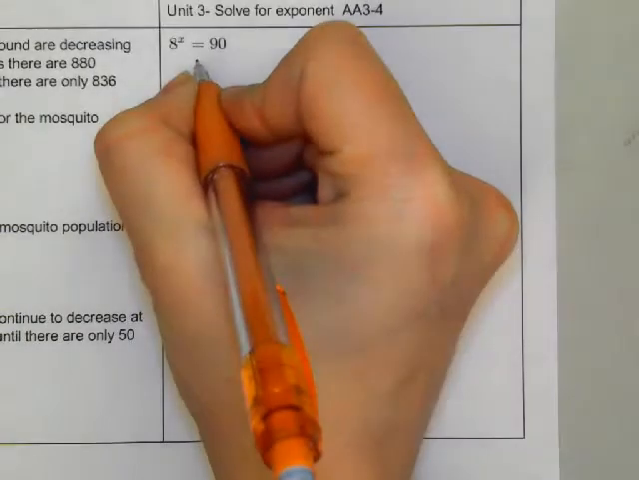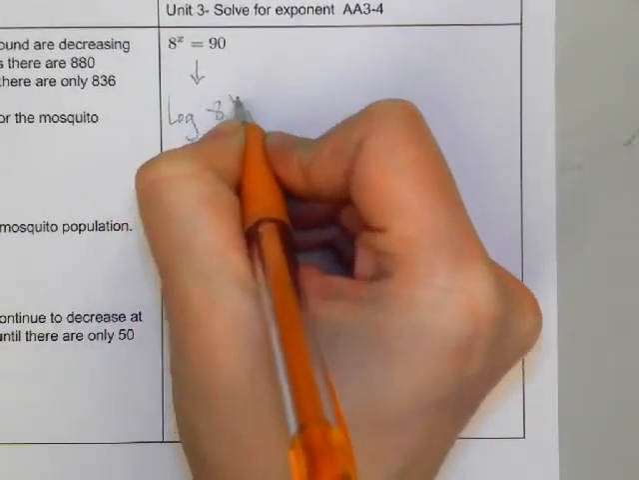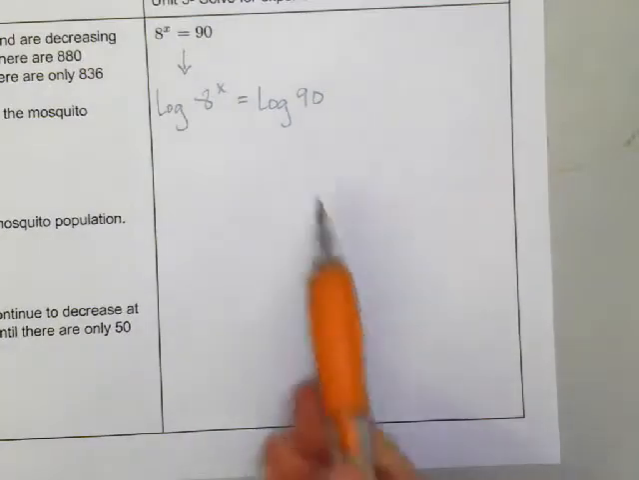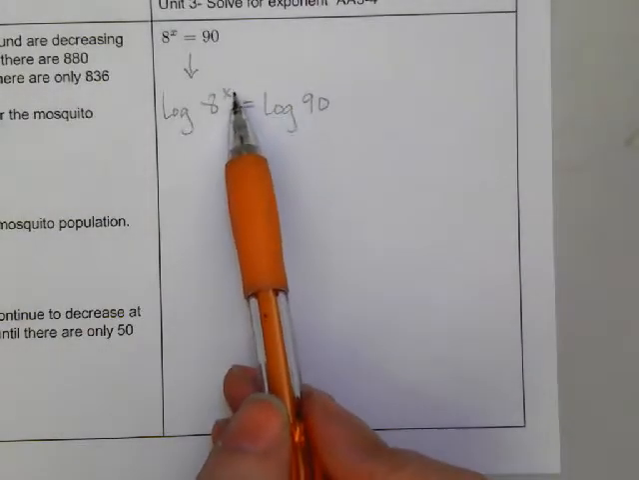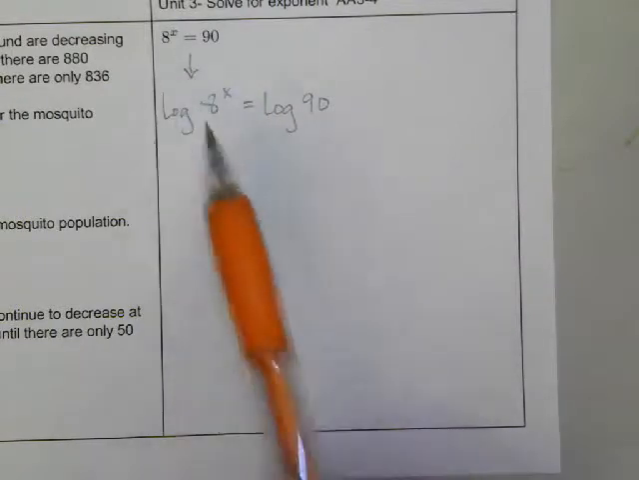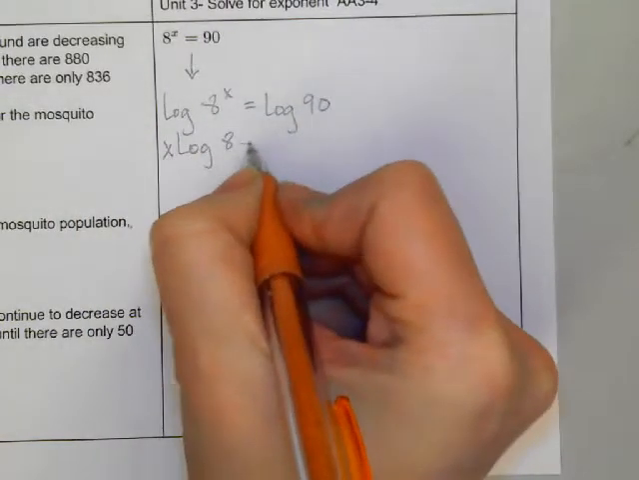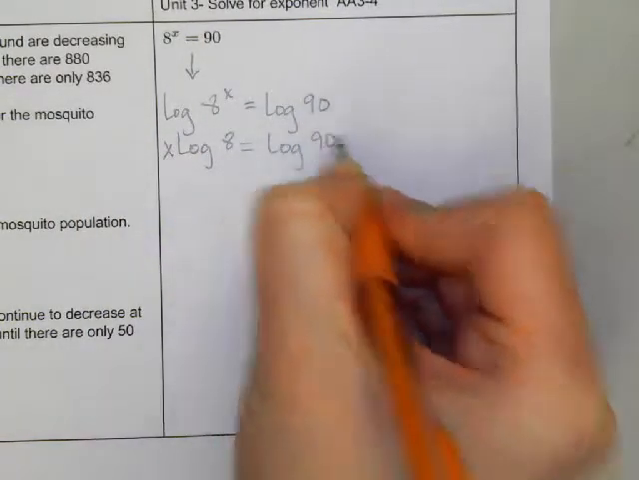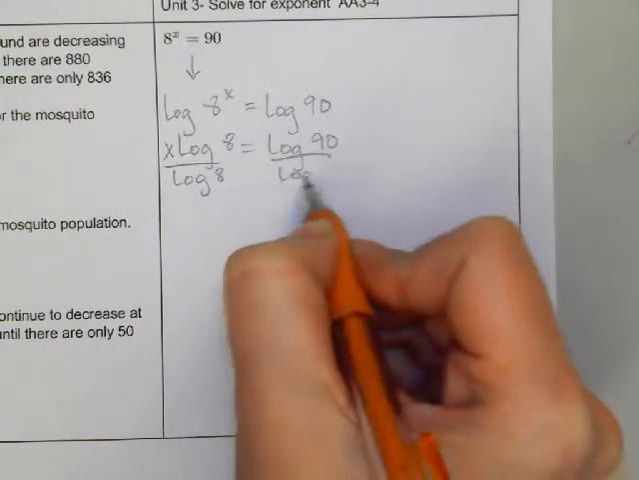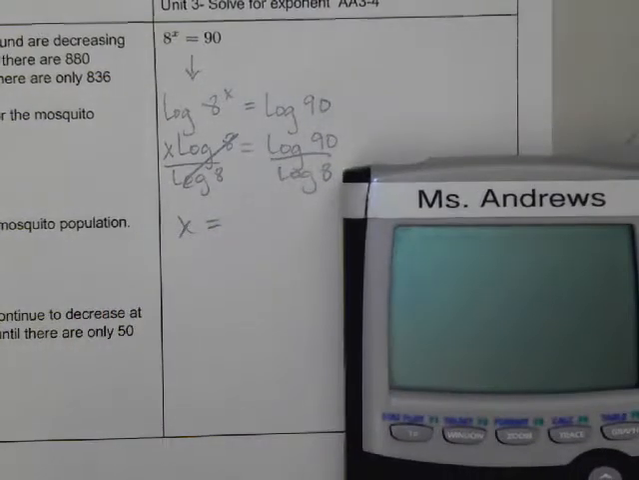So, one of them is to log both sides. So I have log 8 to the x equals log 90. One of the things we learned in, I think it was 3.7 maybe, is that when I have log of a number to a power, that power can get moved out front. So I'd have x log 8 equals log 90. I can divide both sides by log 8 to get x equals, and then it's just the calculator.